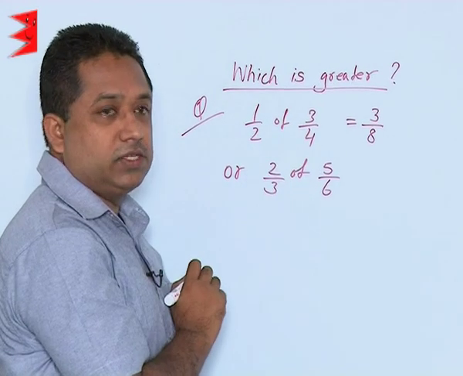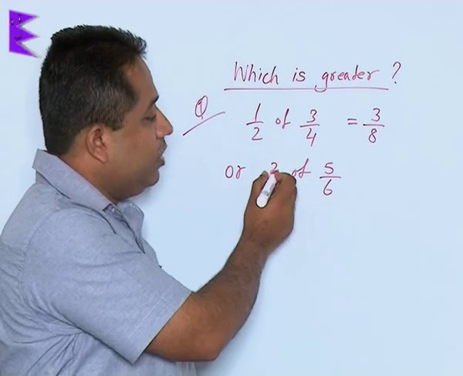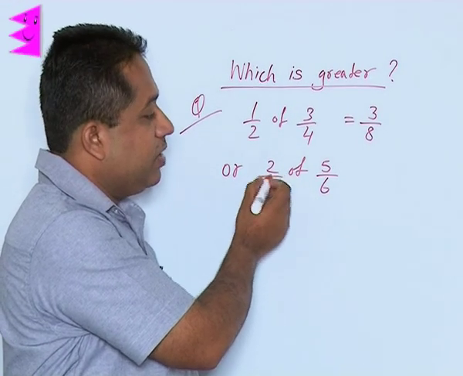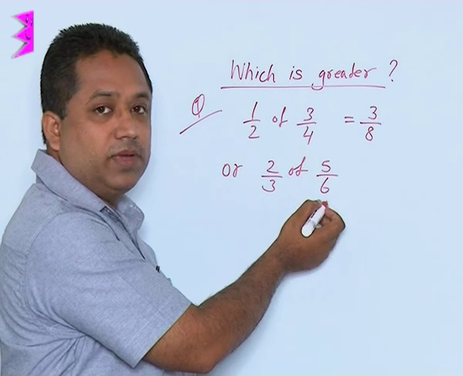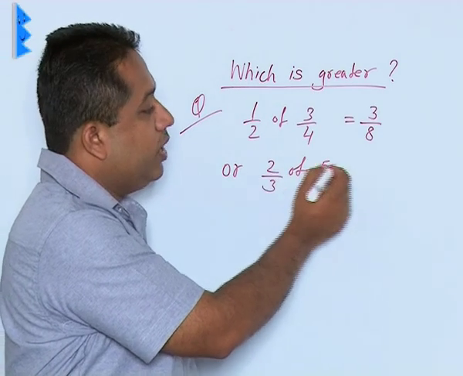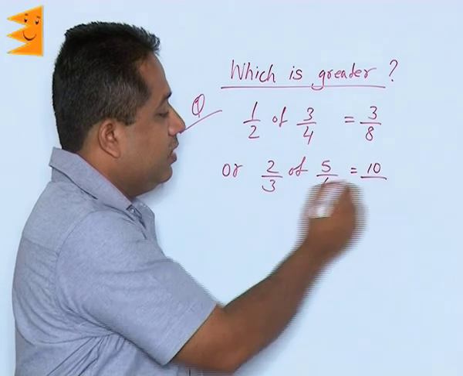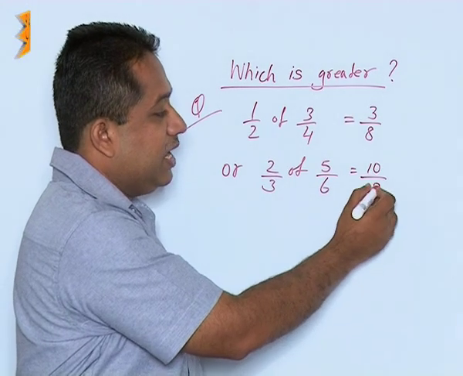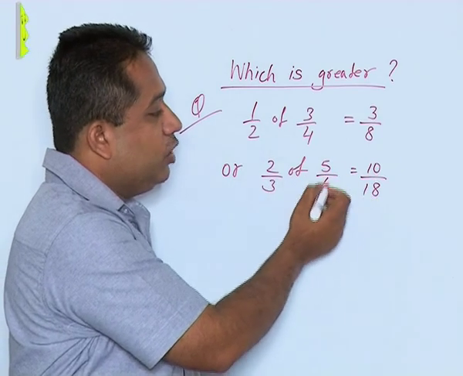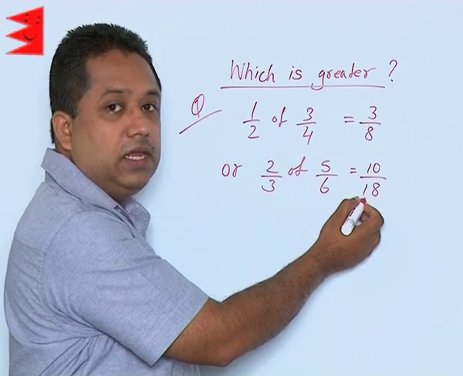multiplying the two fractions. What is the meaning of 2 by 3 of 5 by 6? Again, "of" means we are multiplying 2 by 3 with 5 by 6. So, when I multiply 2 by 3 with 5 by 6, 2 into 5 becomes 10 and 3 into 6 becomes 18. So, the equivalent fraction of 2 by 3 into 5 by 6 is 10 by 18.